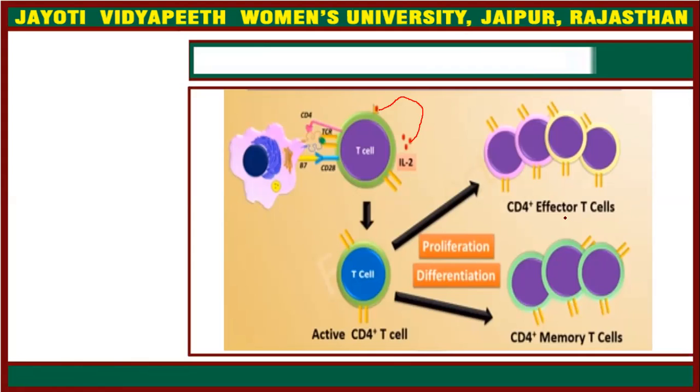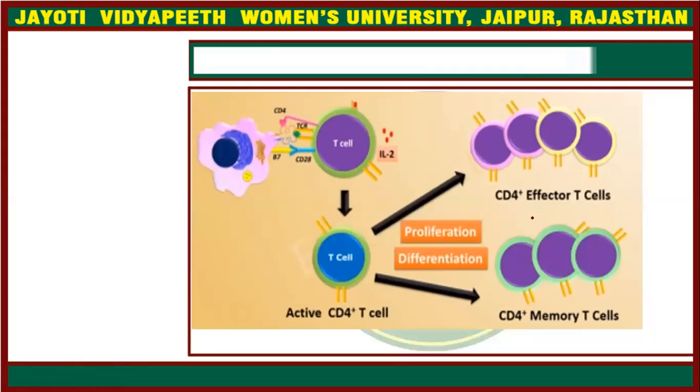The first one is effector T cells, and the second one is CD4 memory cells. This means the T helper cell will differentiate into effector T helper cells and T helper memory cells. Some of them can be differentiated into regulatory T cells. So this is the activation of T cells.